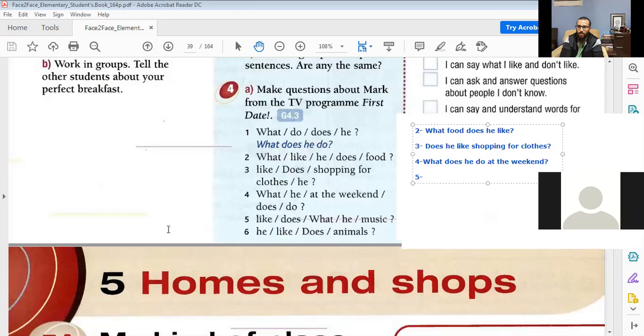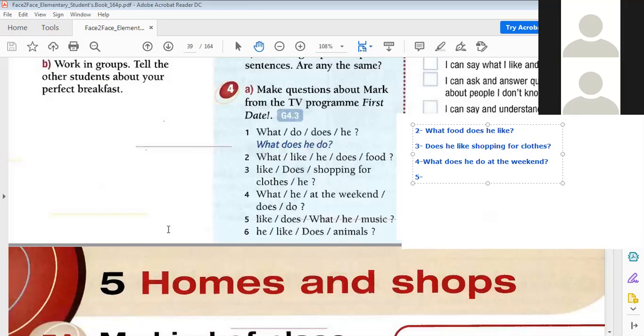Rana, would you like to do number 5? What does he like music? Okay, try to do it like number 2. Can you see number 2? Do it in the same way. What food does he like? So I want you to do number 5 in the same way. What music does he like? Excellent, that's it. Great.